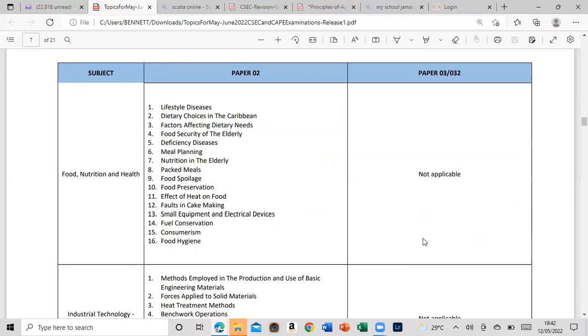So food and nutrition, and health, lifestyle diseases, dietary choices in the Caribbean, 3 factors affecting dietary needs, food security and elderly, right? And then we have deficiency diseases, meal planning, oh my God, this is exciting, nutrition in the elderly, packed meal, food spoilage, food preservation, effect of heat on food, faults in cake making, small equipment and electrical devices, fuel conservation, consumerism, and food hygiene. And for paper 3, that's not applicable.